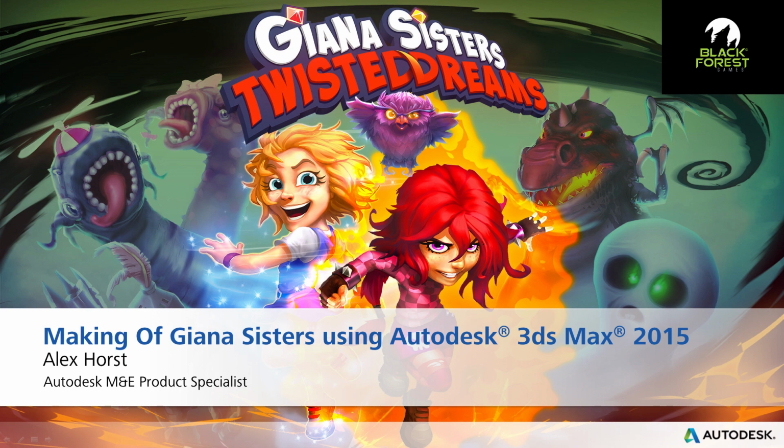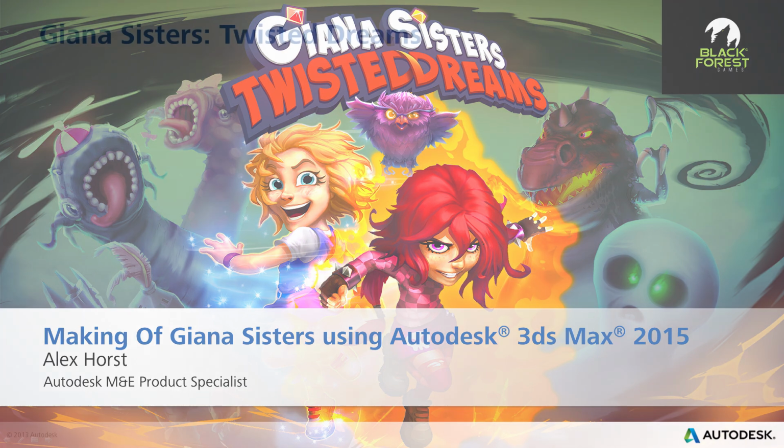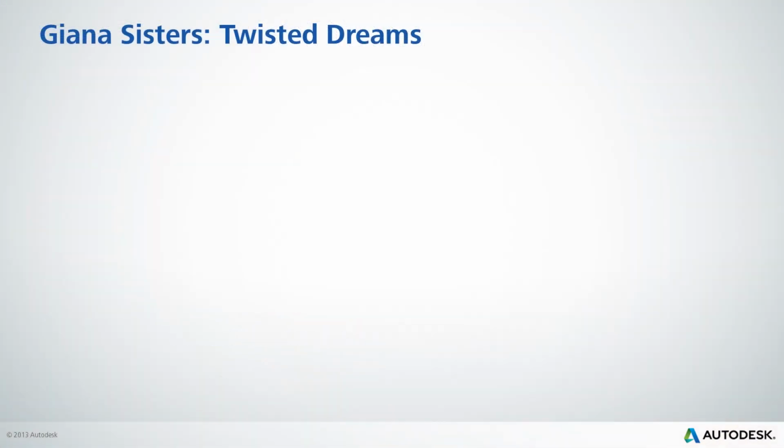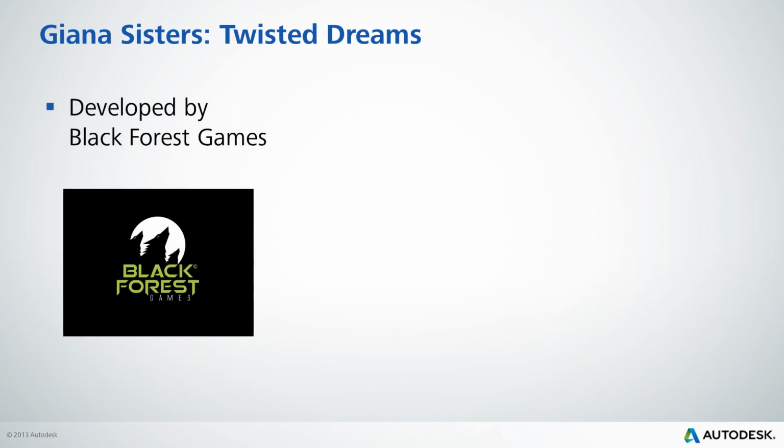So Black Forest Game Studios has been using 3ds Max as the core product for the asset creation, but we will also see the process of creating concept art with the Sketchbook, as well as sculpting and texturing in our 3D application Mudbox. But before we jump into the process of content creation, let me give you some brief background information on Giana Sisters Twisted Dreams.